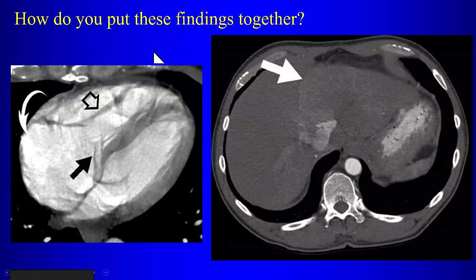So the findings here, on the left side, what's abnormal? Yeah, so the size of the right atrium is large, right? So the right atrium and the right ventricle are big, right? And the arrow is pointing to what here on this side?